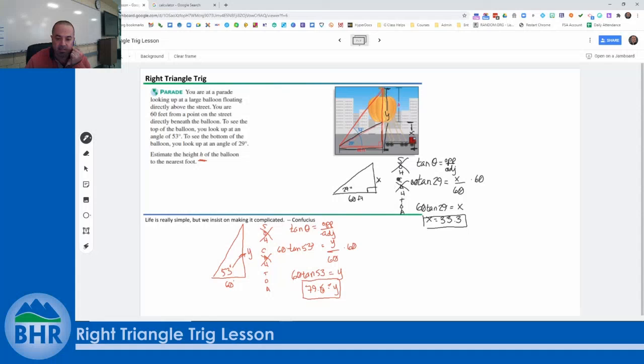So what happens here is we end up with this system of equations, right? I have this difference here. I have y is equal to h plus x. In order to get to the whole height, y is going to be equal to h plus x. Well, I know what x is, and I know what y is, so that means I can solve for h. 79.6 is equal to h plus 33.3.